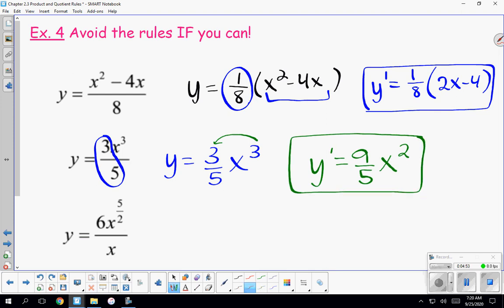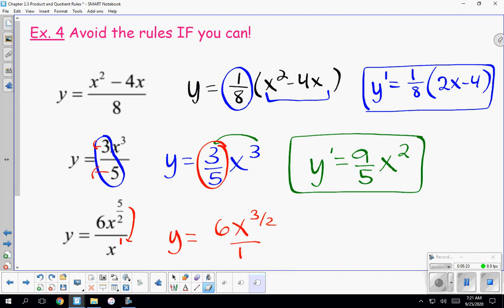And finally here, even though we have this guy on the bottom and he is a variable, we still can rewrite it. We can't really pull him out front like we did with this 5 and the 3, because this guy's not a number. But what we can do, hopefully you remember, is subtract exponents. Since those will both have a base of x, if we subtract exponents, we're going to do 5 halves minus 1, and we're going to get 6x to the 3 halves. Technically on the bottom there's a 1 left. Again, we don't really need that 1. And now we can take the derivative without using any special rules.